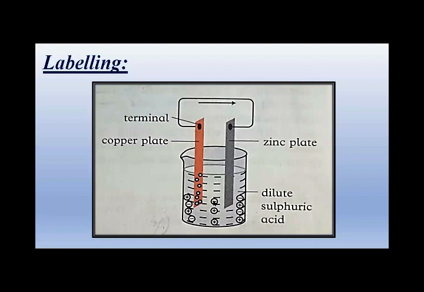The small circles with the positive and negative signs, these are the ions. You can also use the term ions for this label. And this one is the copper wire to connect these two electrodes with each other. I hope it is clear, students.